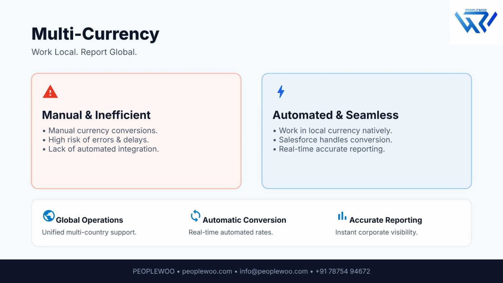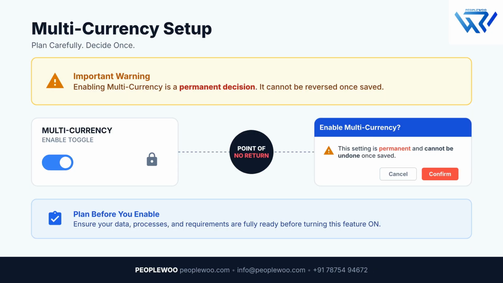Let's start with multi-currency. Imagine your company sells products in the United States, Germany, and Japan. Your customers won't all pay in the same currency. Some will pay in US dollars, others in euros, and some in Japanese yen. Without multi-currency, your sales team would have to manually convert every deal before preparing reports, which is time-consuming and prone to mistakes. By enabling multi-currency, Salesforce allows users to work in different currencies, while automatically converting those values into your company's corporate currency for reporting and forecasting.